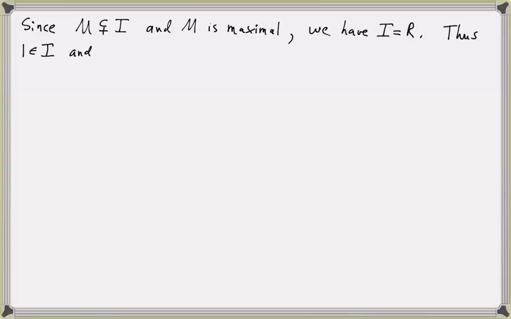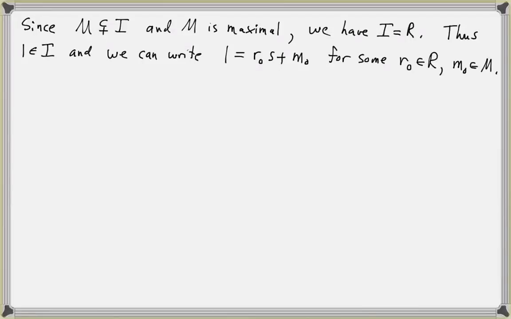but remember every element of I looks like RS plus M, so we can write 1 as some element R0 times S plus some element M0, for some element R0 of the ring and M0 in M. Now recall what we're trying to show. We're trying to show that the coset S plus M is a unit.